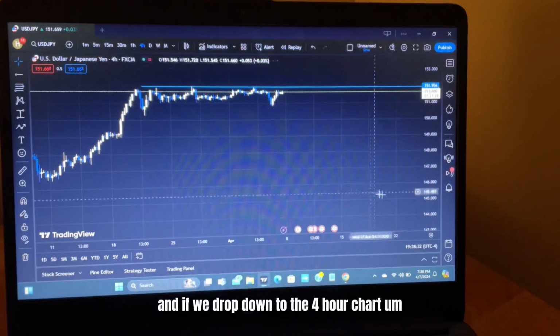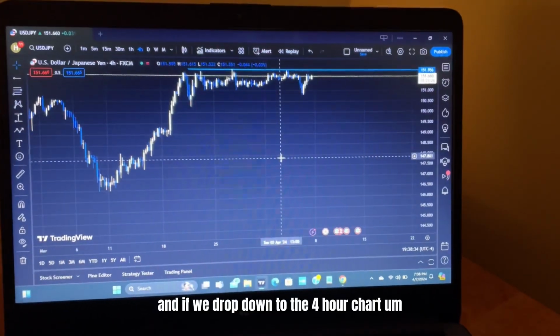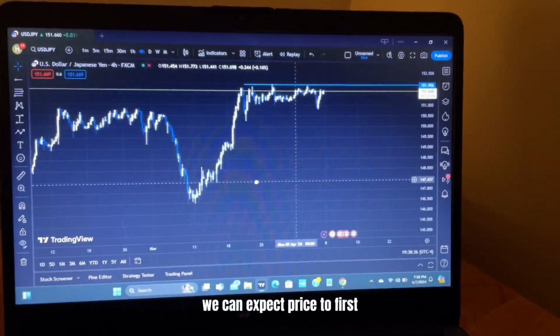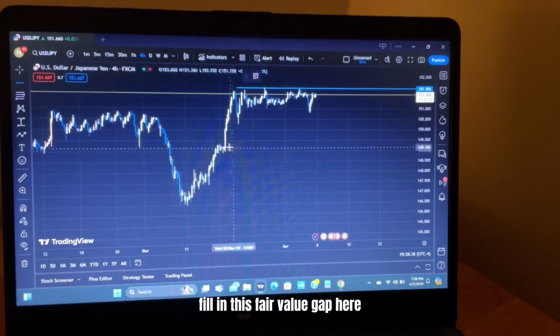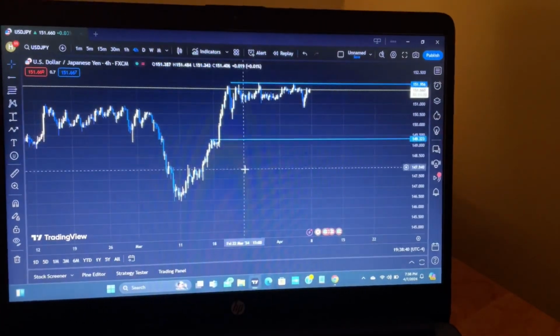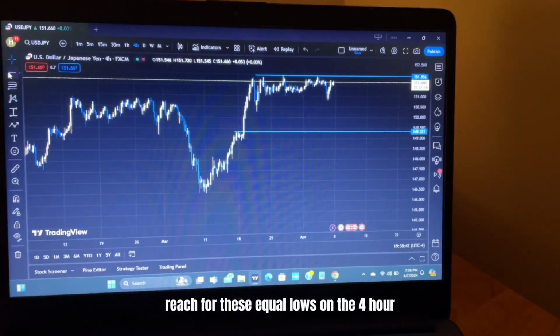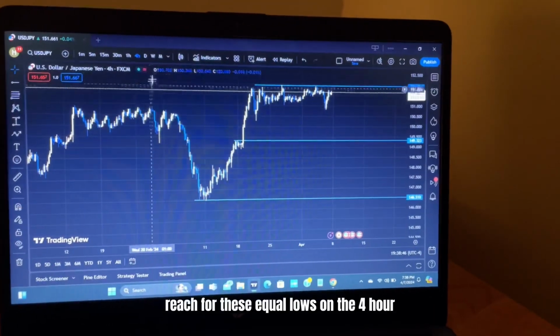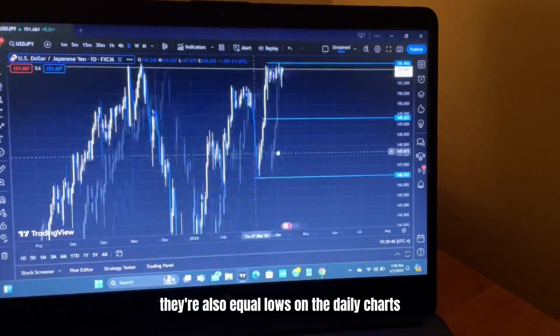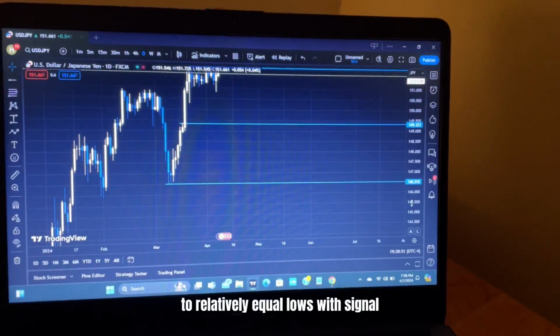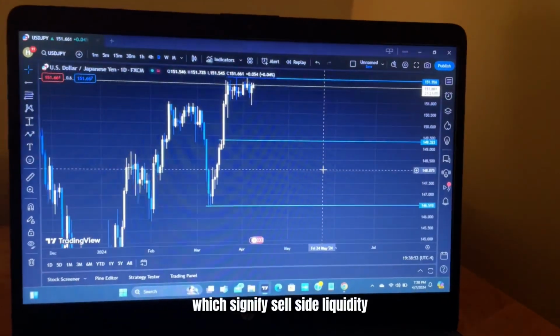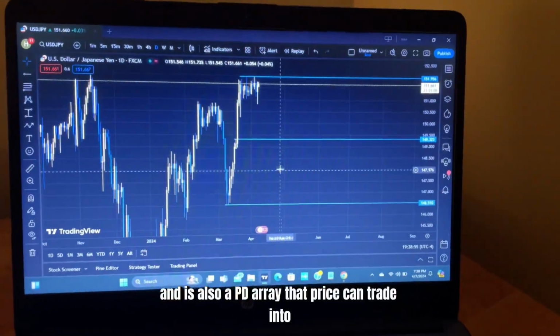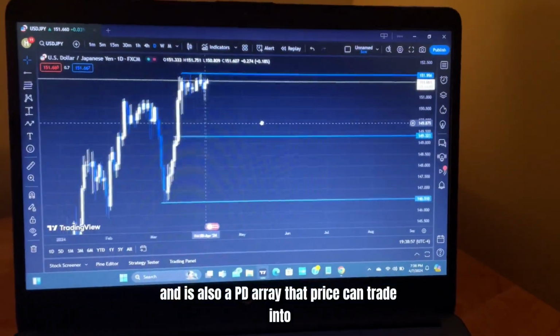And if we drop down to the 4-hour chart, we can expect price to first fill in this fair value gap here, and then after that reach for these equal lows on the 4-hour. They're also equal lows on the daily charts too, relatively equal lows, which signifies sell side liquidity, and is also a PD array that price can trade into.